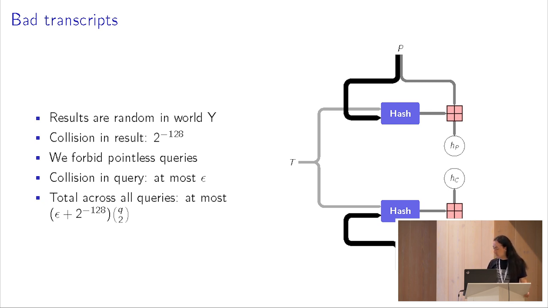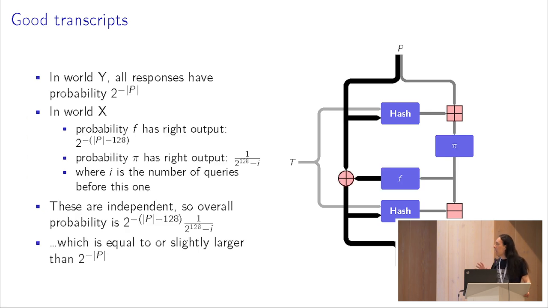And so supposing we get a good transcript, for a given deterministic attacker, what's the probability we'll see a particular set of responses? In world Y, it's pretty simple. For a given response, the probability is 2^-|p|. All responses are equally likely. The length of the response is the length of p, and so 2^-(length of p).